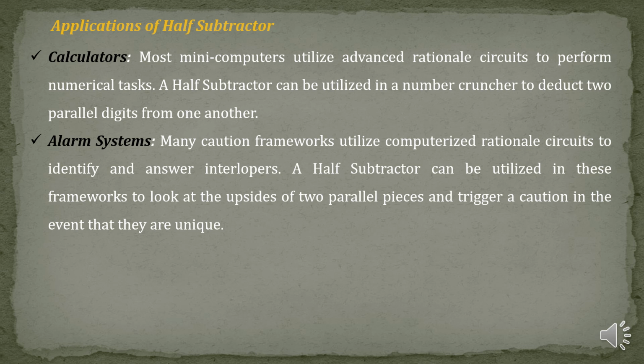And this is also used in alarm systems. Many caution frameworks utilize customized logical circuits to identify and answer intruders. A half subtractor can be utilized in these frameworks to look at the values of two binary bits and trigger an alarm in the event that they are different.